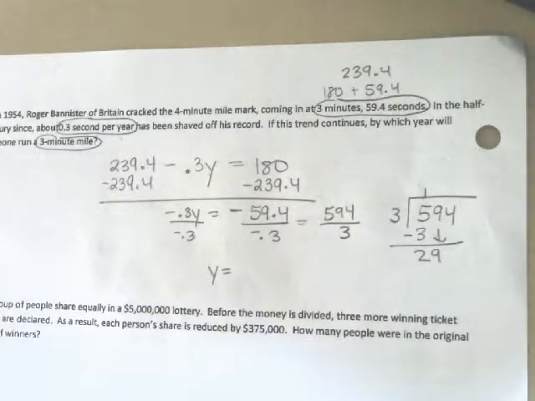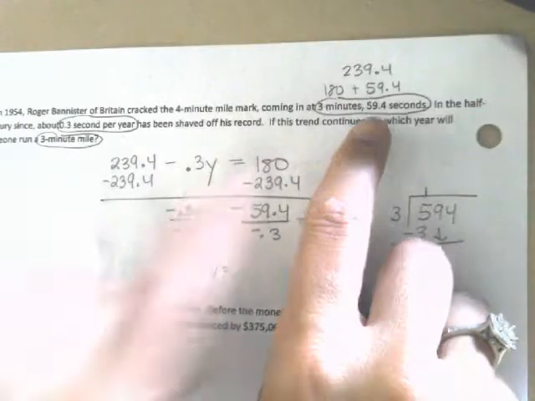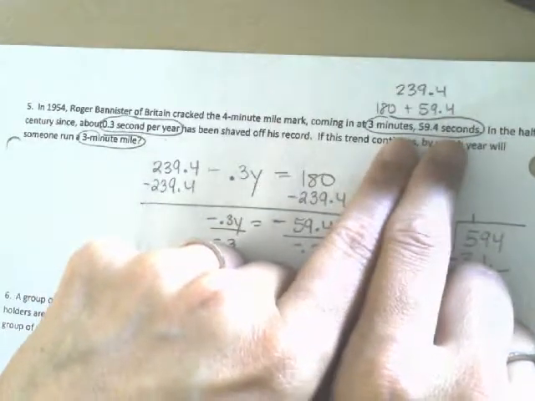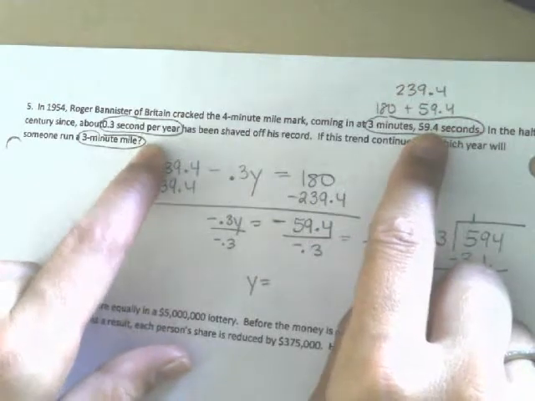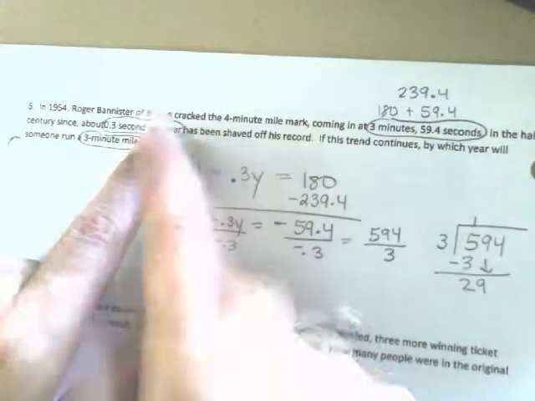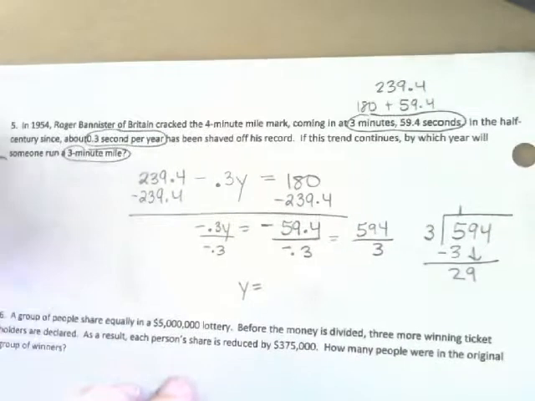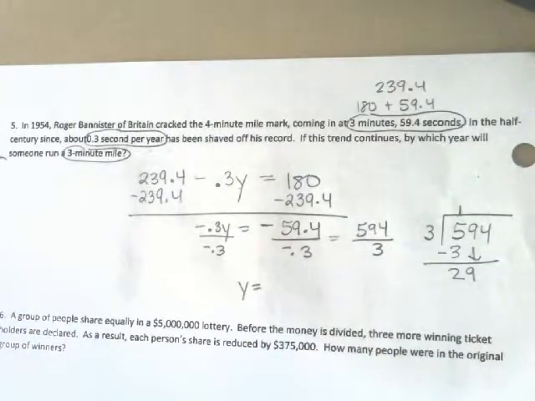Ryan? I did this a little differently. Instead of converting the 3 minutes to seconds, I just started with 59.4 minus 0.3x equals 0, and I got the same answer. Okay, which makes sense because you're just looking to shave off 59.4 seconds, really. So you're just doing 59.4 divided by 0.3 to see how many years it's going to take to shave. So you found that difference in your head. That's fine. Same thing.